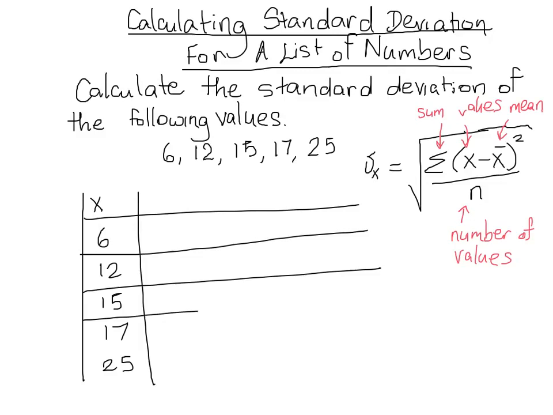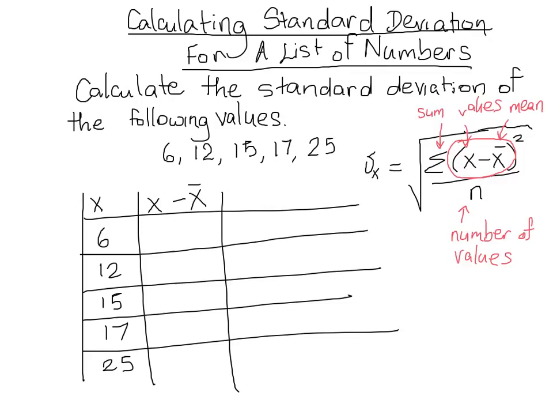Now, if you take a look at the formula, you'll notice that we're going to have to figure out a bunch of times what x minus the average of x is, which means the next column in my table will be exactly that, x minus the average of x. Again, if you take a look at the formula, we see that we're going to have to square that a bunch of times. So that will be my last column, x minus the average of x squared.